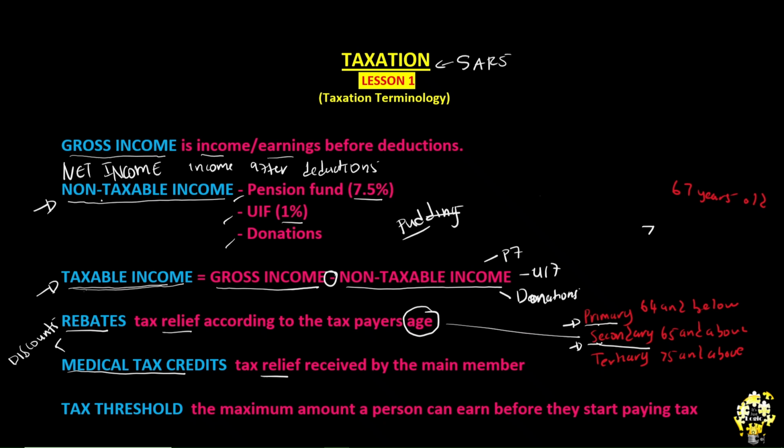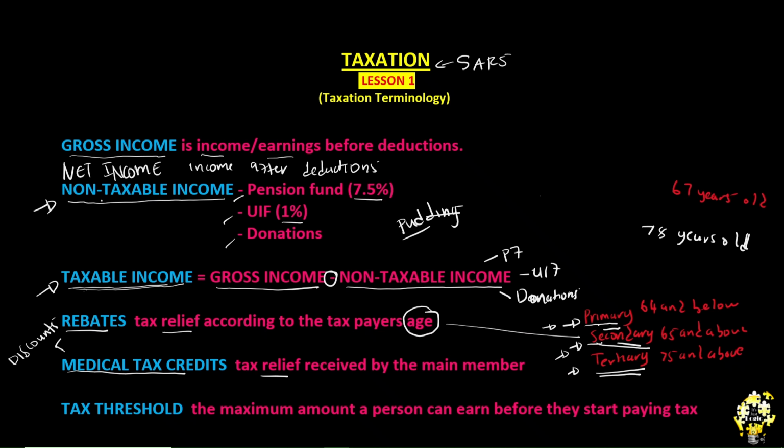If someone is 78 years old, obviously you understand that they fall under the tertiary rebate. That does not mean you're only going to account for the tertiary rebate discount. No, you're going to account for tertiary, secondary, and also primary. Why are you doing that? Again, thank you for asking. Because you cannot find yourself at a tertiary institution having not gone to the secondary institution and having not gone to the primary institution. So that's how it works.